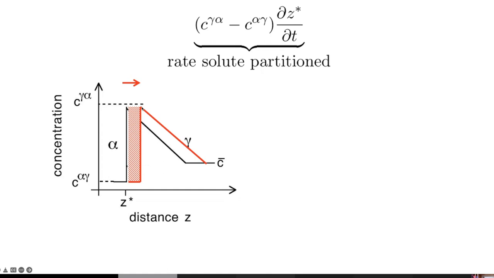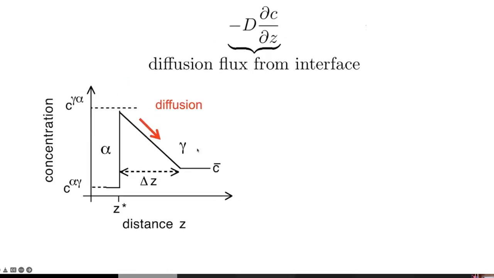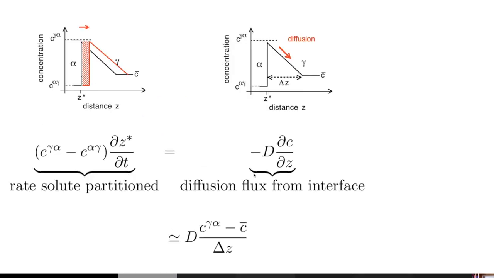So that has to be carried away by diffusion along this gradient. And that diffusion flux is simply given by Fick's law, where we have a diffusion coefficient and the gradient, and the minus sign is simply because this gradient is negative, whereas Z is in the positive direction. Now these two quantities, the rate of partitioning and the rate at which the solute is taken away from the interface by diffusion, must be equal, right?